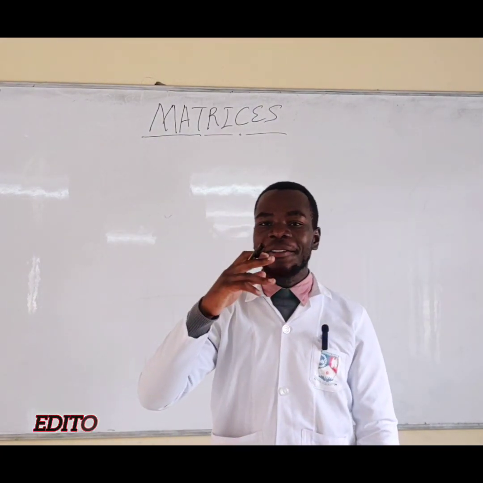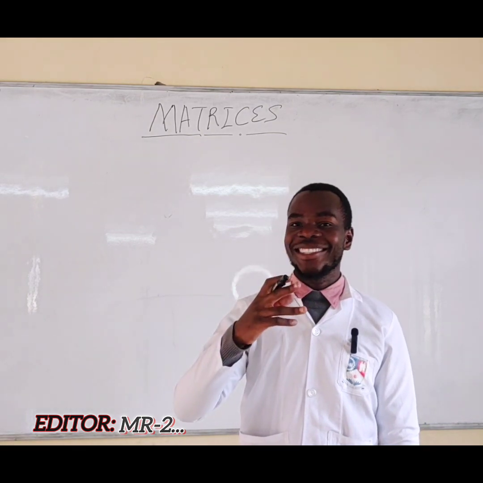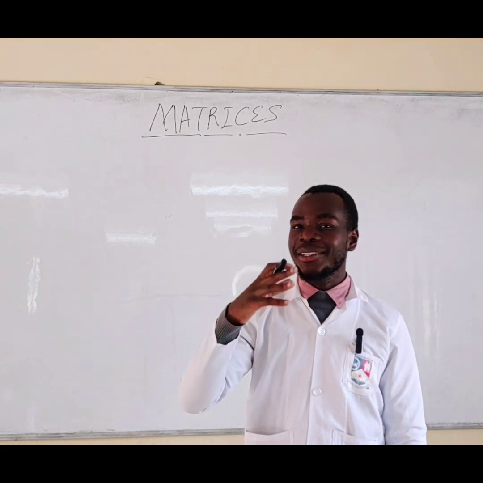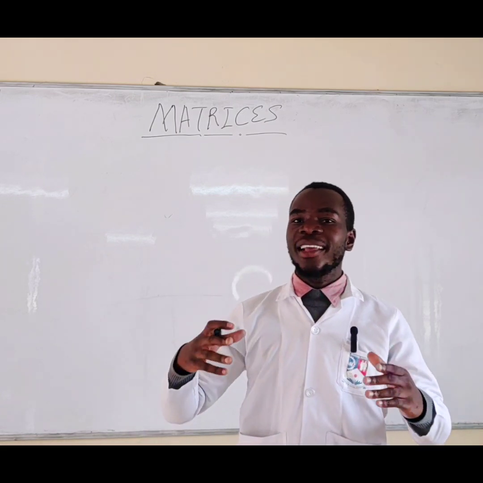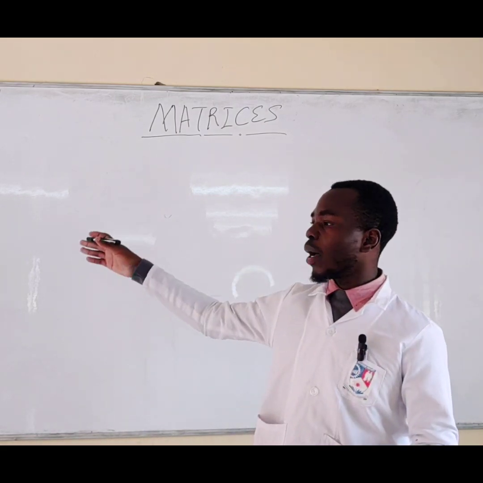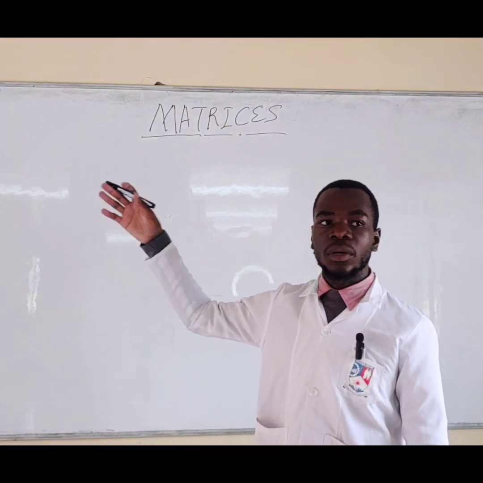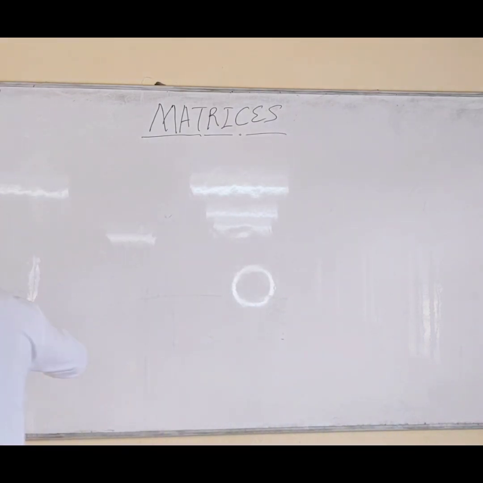What is the proper definition of a matrix? What is a matrix in simple terms? A matrix is just a set of elements that are arranged in order of row and column.